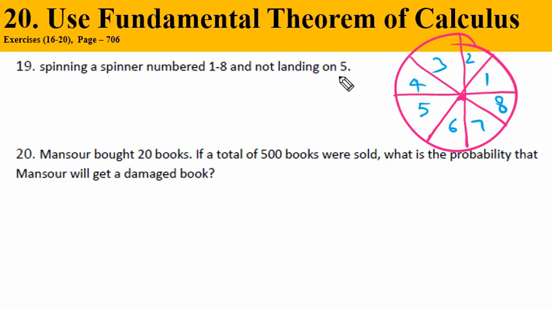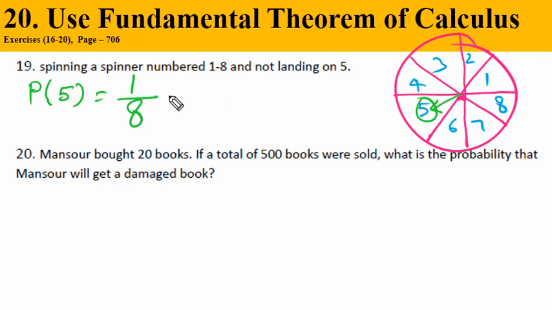Spinner 1 to 8 and not landing on 5. So first what I will do, I will solve for landing on 5. So let's say probability of landing on 5 is what? If it is landing on 5, it means favorable outcome is what? 1. Right? Don't get confused that it is 5. It's just the outcome. How many outcome? Only 1. So 1 over total how many? Total outcome is 8, because 1, 2, 3, 4, 5, 6, 7, 8. Good.